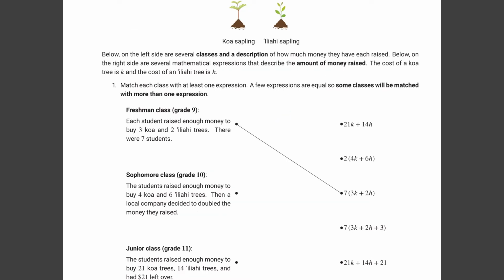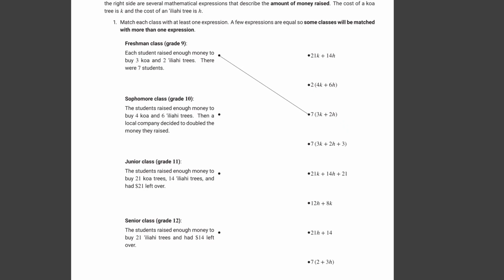We're going to find out how much money each of the grade levels raised. The letter K is a variable that will represent the cost of a koa tree. The letter H will represent the cost of an iliahi tree. We'll read the stories about each grade level and use those stories to write algebraic expressions with K and H. On the left are stories about each of the 4 high school grade levels, and on the right is a list of algebraic expressions. We're going to match each story on the left with at least one expression on the right. Some stories will be matched with more than one expression if there are any equivalent expressions.